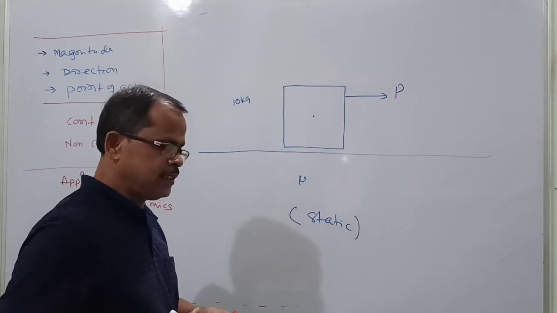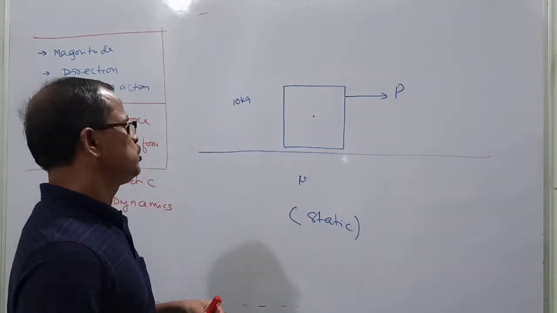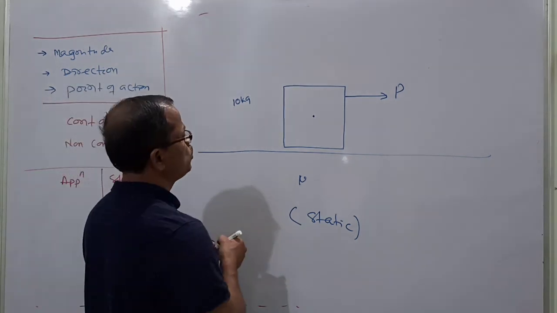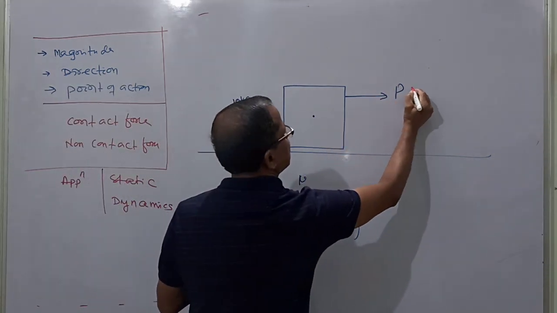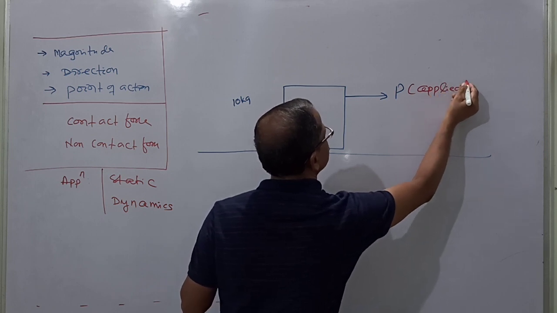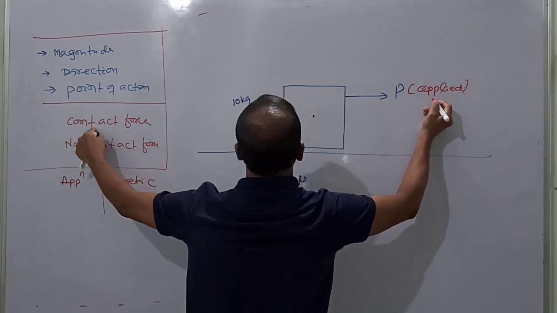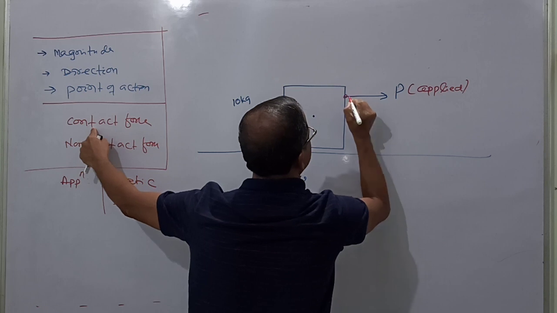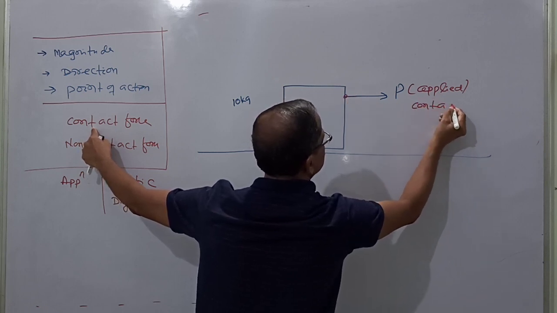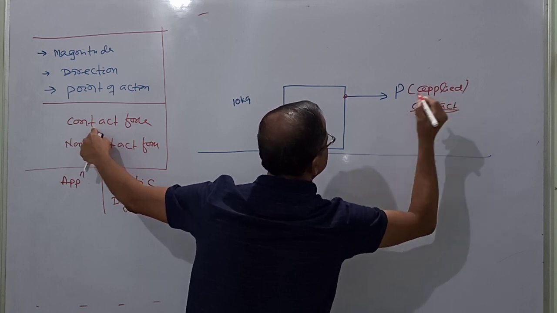So first I have defined it. Now let us show all the forces acting here which are not shown. Only one force is shown, the P applied force. This is the applied force. Which type of force is it? This applied force is your contact force, because the force touches the point. So you understand these things clearly.